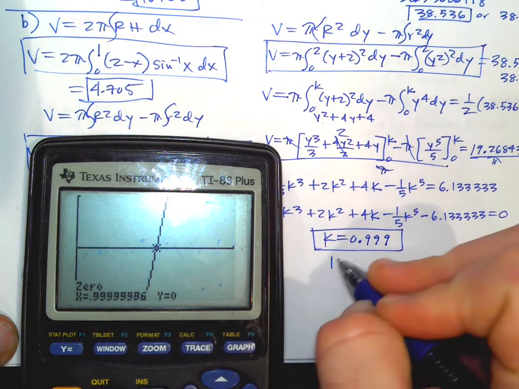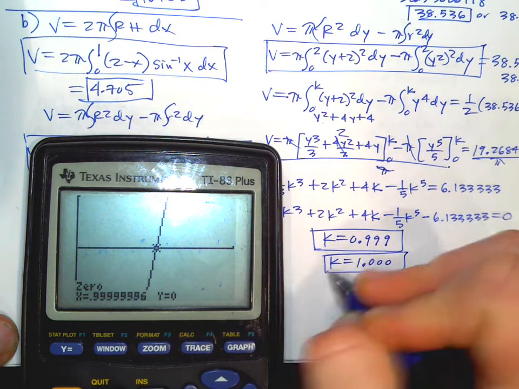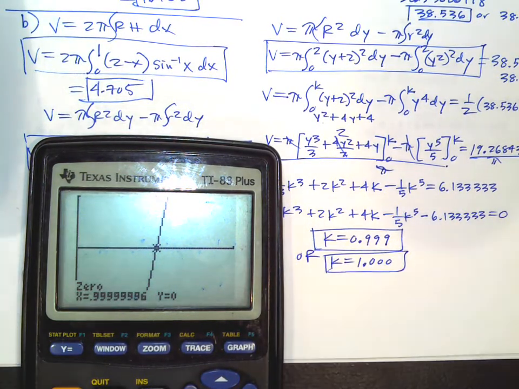But if we're using our calculator, we should round or truncate. Truncate would be 0.999.